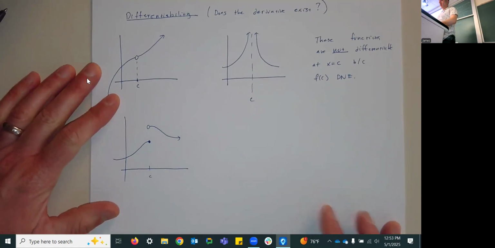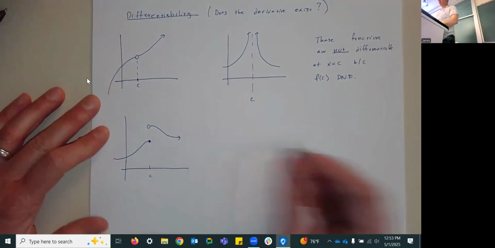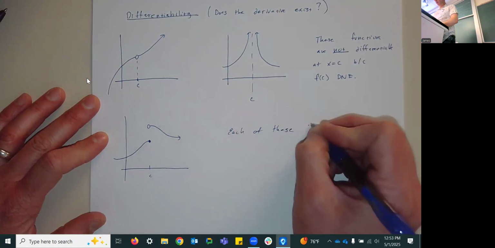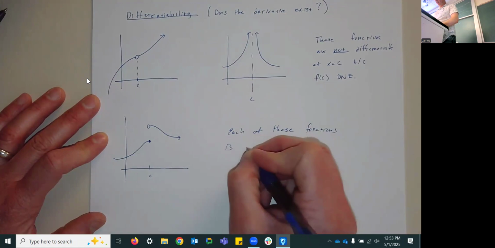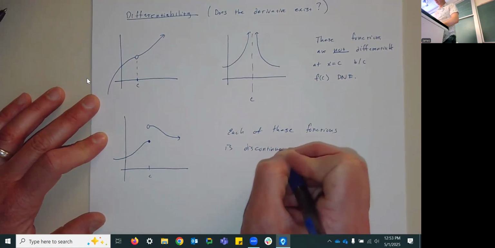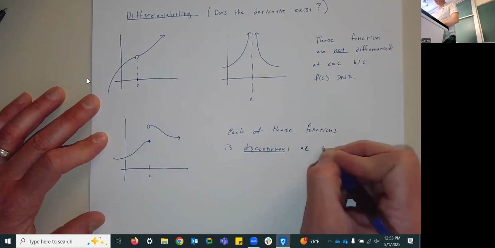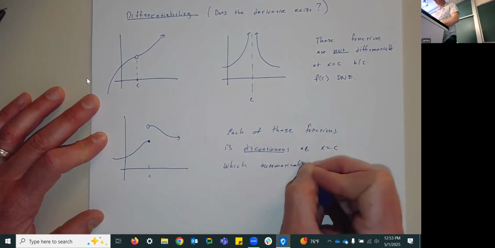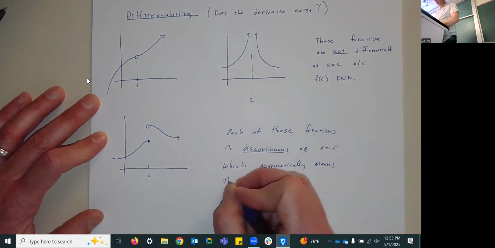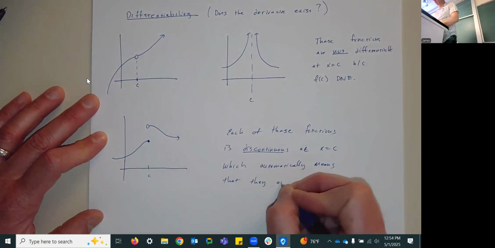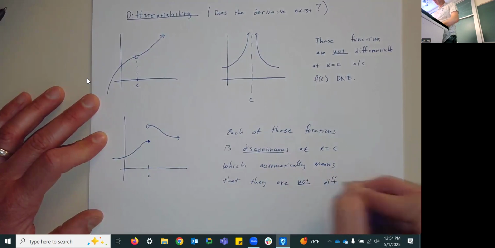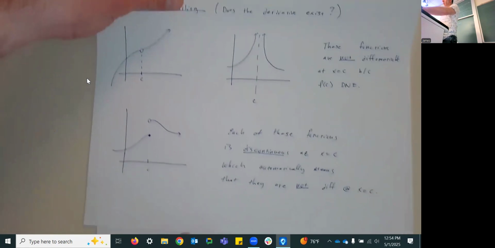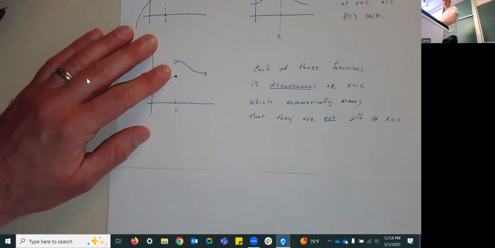We've talked about a few examples before. Let me just write, so note, each of these functions is discontinuous at x equal to C, which automatically means that they are not differentiable at C. But then there's plenty of continuous functions that are still not differentiable at specific points. Let me give you 3 examples.